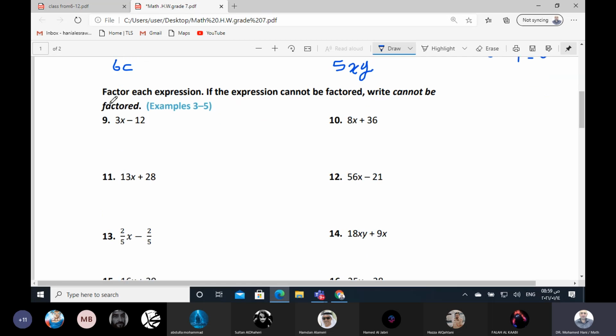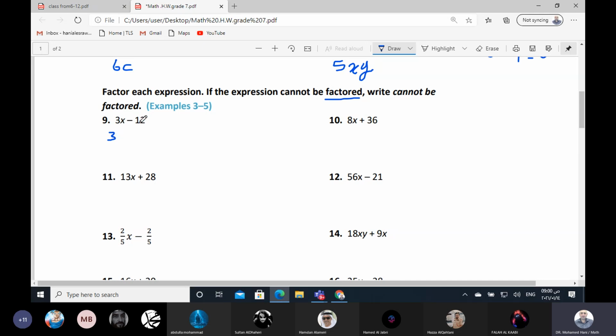The question now, factor each expression. If the expression cannot be factored, write cannot be factored. We want to do simplest form, then factored form. When you want to do factored form, find the GCF between the two terms here. This is a monomial and this is a monomial. We have two terms as you see. The GCF between 3 and 12 will be 3. Here we have x, here we don't have x. I cannot take the variable.